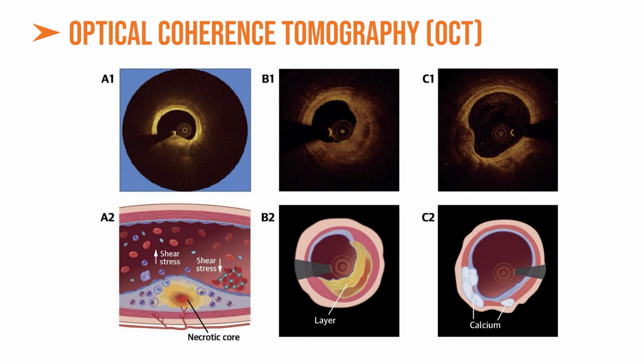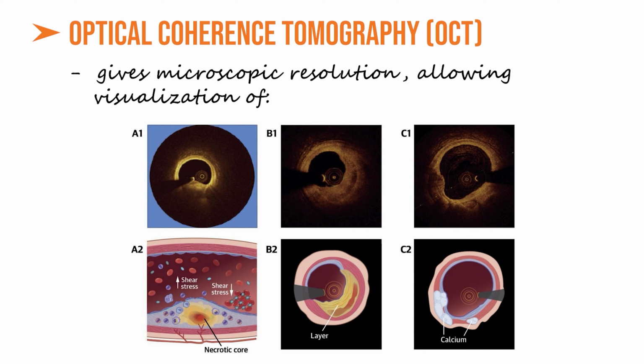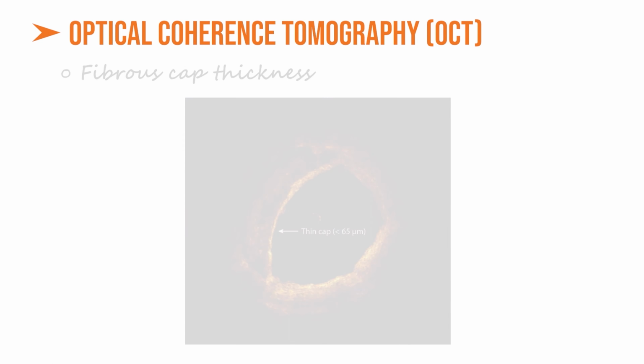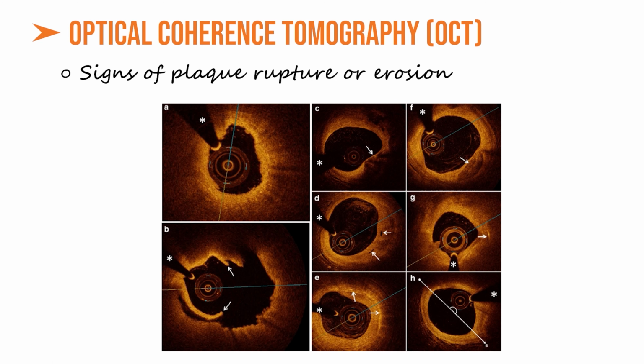Optical coherence tomography, or OCT, gives microscopic resolution, allowing visualization of fibrous cap thickness, lipid core size, and signs of plaque rupture or erosion. These tools are considered gold standards for understanding plaque composition and guiding interventional decisions.